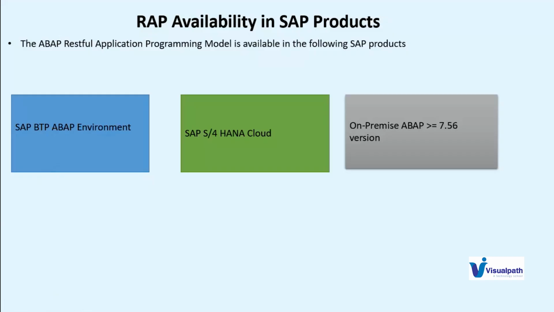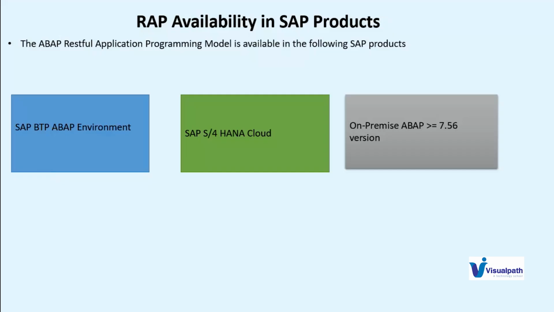Another product is SAP S/4HANA Cloud. It can be private cloud or public cloud. In both forms, we can build our RAP application. And the third one is on-premise, but on-premise the version should be greater than or equal to 7.56. Then only will we be able to build our RAP application. So these are the three different products SAP has provided where we can build our RAP application.